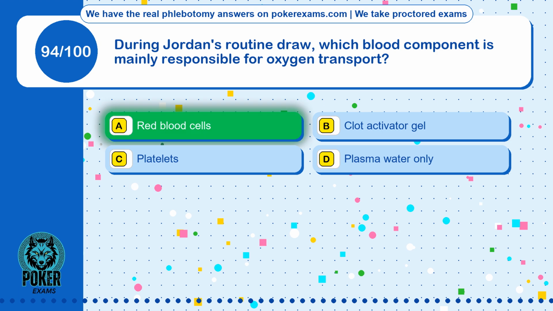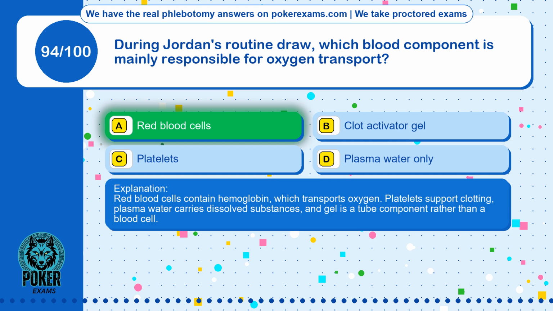The correct answer is option A. Red blood cells. Red blood cells contain hemoglobin, which transports oxygen. Platelets support clotting, plasma water carries dissolved substances, and gel is a tube component rather than a blood cell.